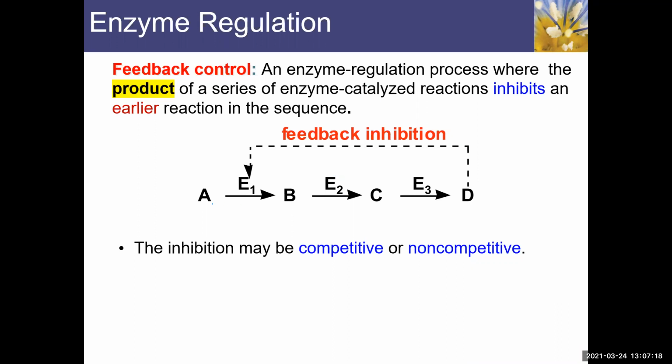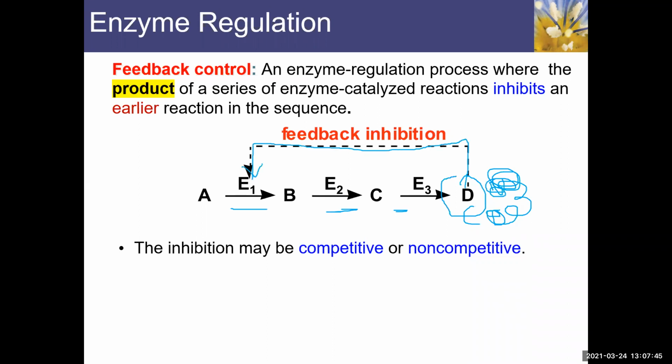Okay, so A is converted into B, B into C, C into the final product, which is D. So D is my final product. Okay, so D is my end product. The moment I have a lot of end product, which is catalyzed by enzymes E1, E2, E3, the moment I have a large amount of end product, it's going to block which enzyme?